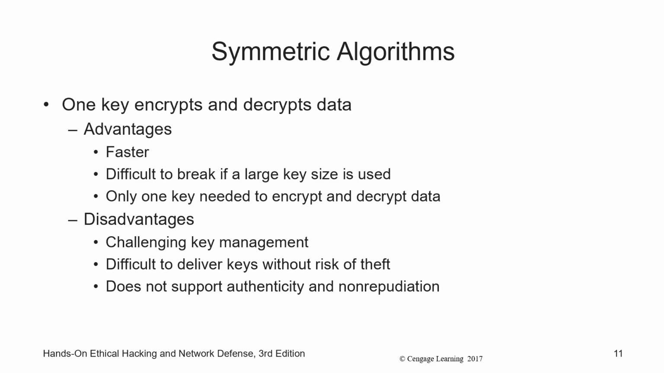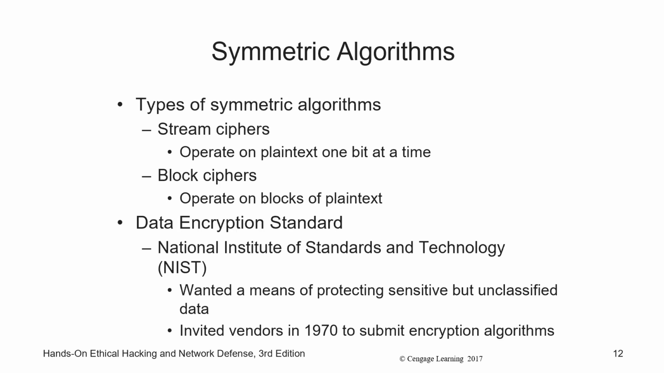The advantages to symmetric algorithms are that they're faster and they're difficult to break, but the biggest problem is how do you share that secret? That key is that secret, and it's an issue of trust, right? How do you deliver the keys without theft? How do you ensure that every party who has the key doesn't divulge the key? So this goes into non-repudiation and authenticity issues. Stream ciphers and block ciphers are the biggest types of symmetric algorithms.